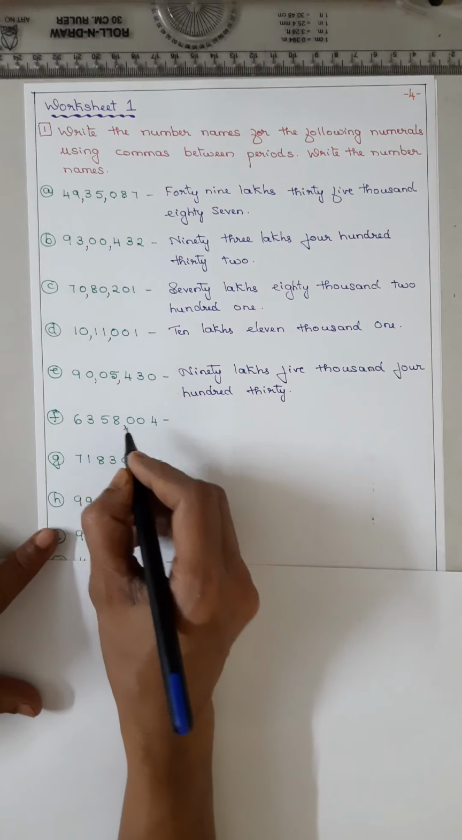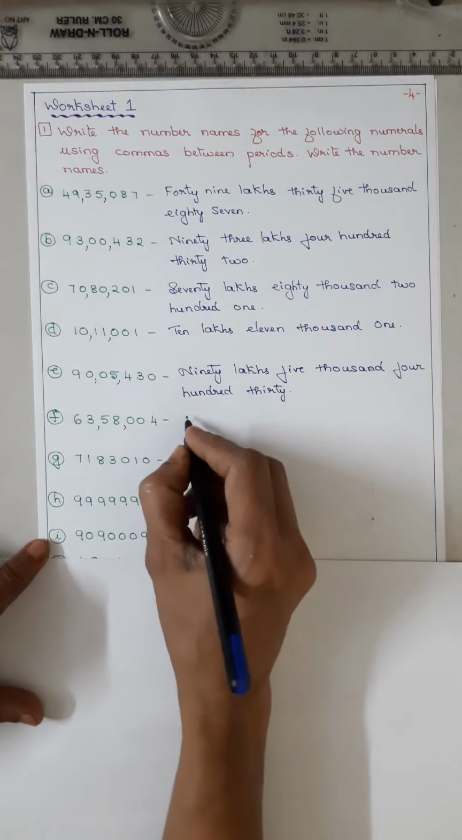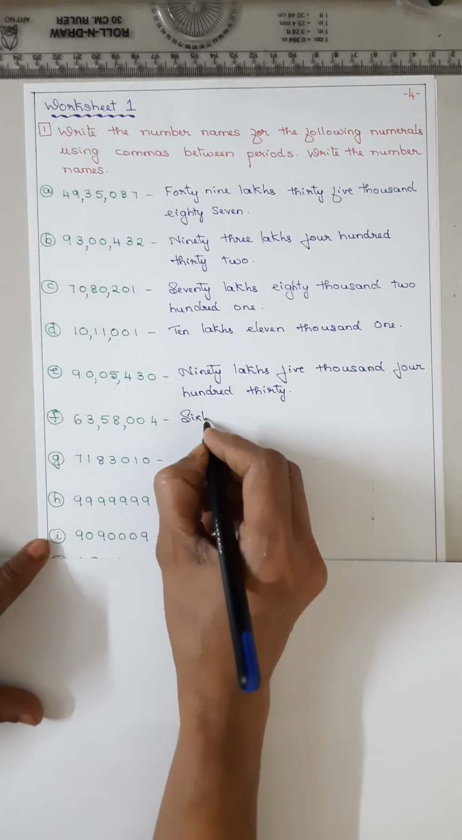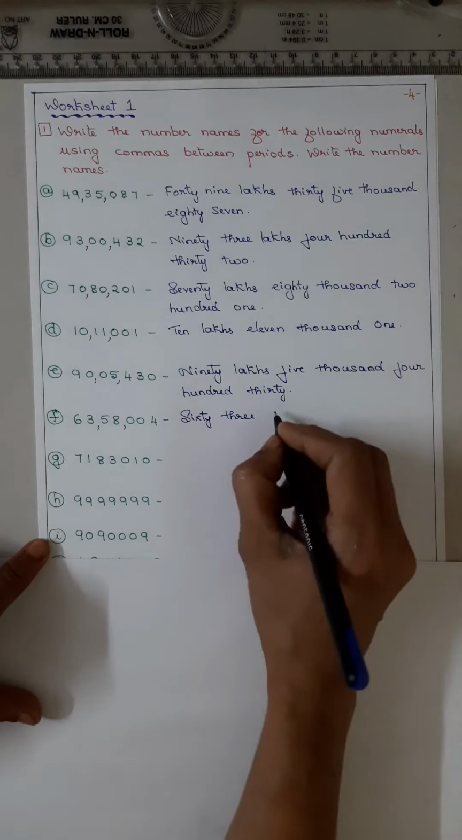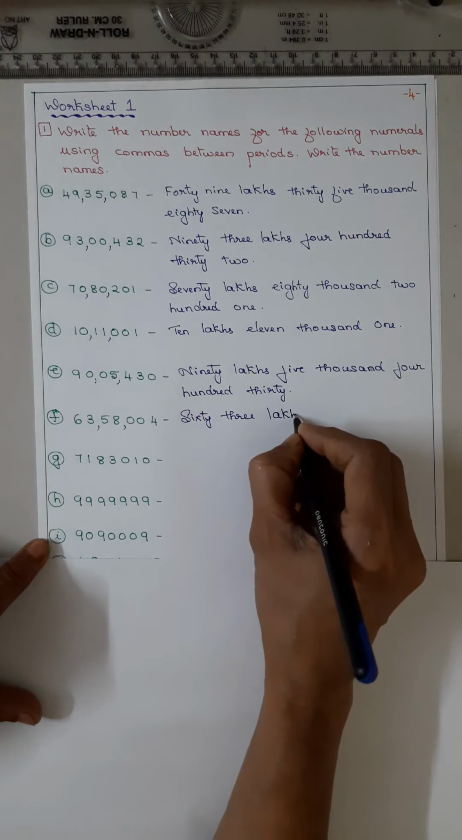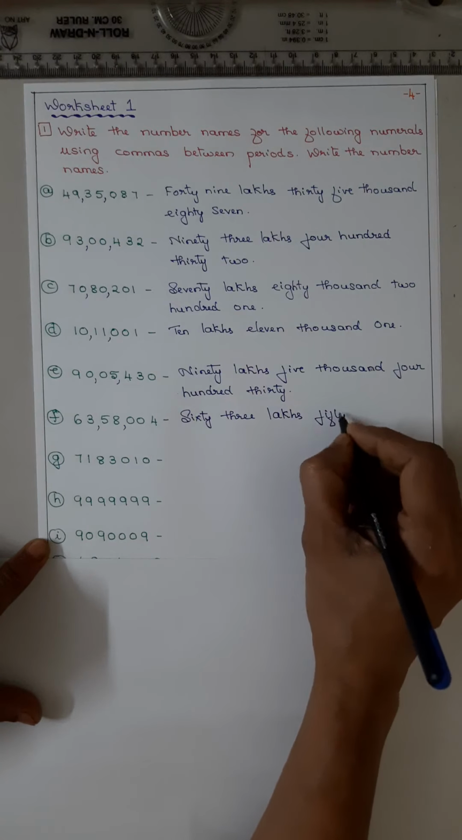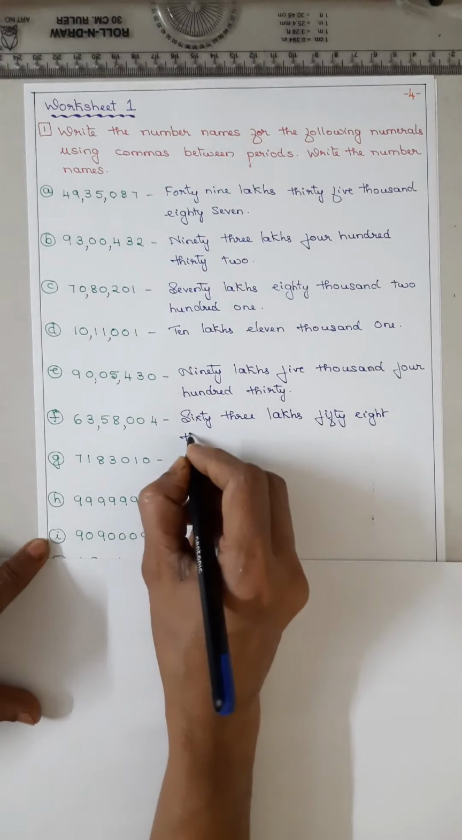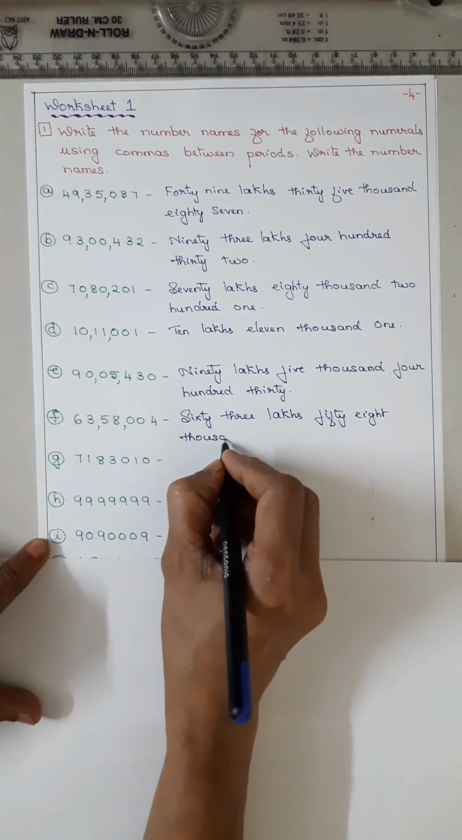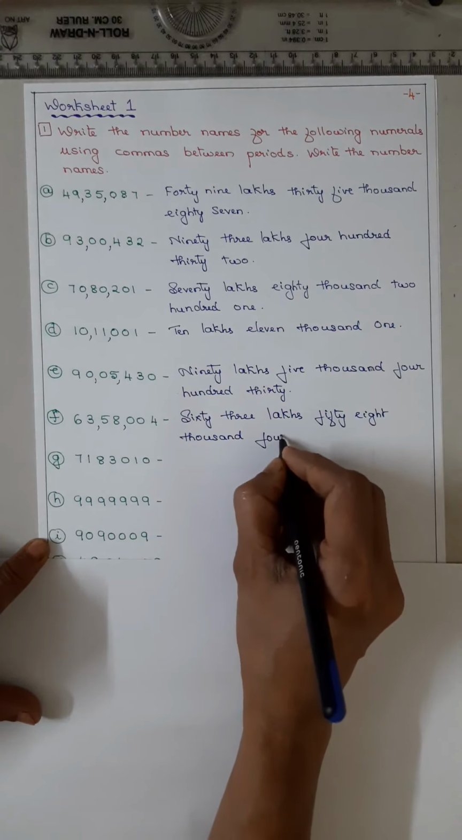Now coming to question number F. 1, 2, 3, comma 1, 2, comma. Now this is 63. Together you have to tell 63. Which period? Lakhs. Next it is 58. Which period? Thousands. And last it is only 4.